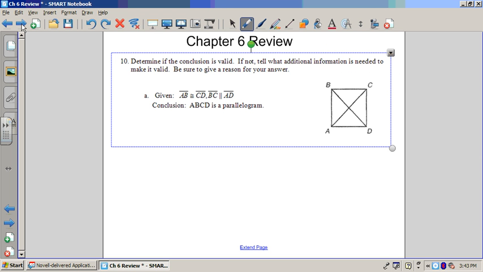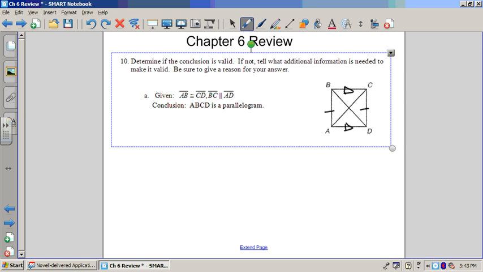Number 10, determine if the conclusion is valid. AB is congruent to CD. BC is parallel to AD. Holy cow, hopefully by now you recognize that that could just as easily be an isosceles trapezoid as a parallelogram. Don't fall for that. The answer is no, that is not enough information.